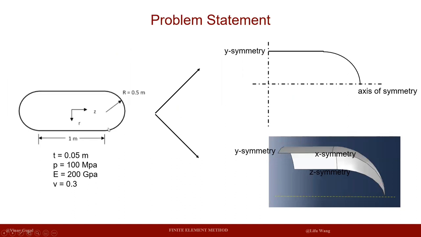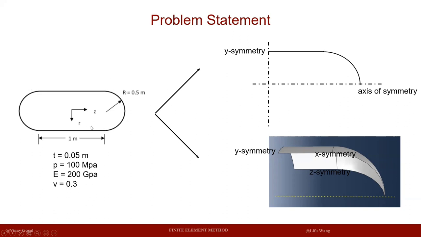So here's the problem statement. Assume that we have a thin wall pressure vessel whose radius is 0.5 meters and the thickness of the wall is 0.05 meters. The thickness compared to the radius is 1 over 10, so we can roughly use a shell element to simulate the entire geometry. The pressure we are going to apply to the model is 100 megapascal.